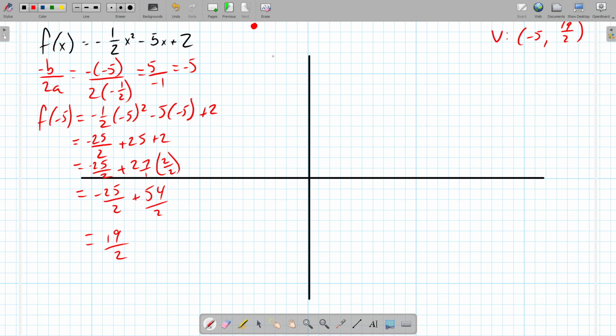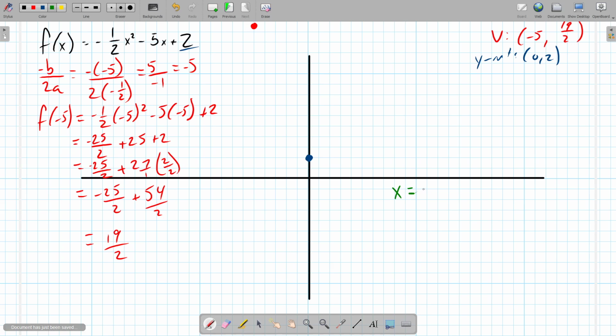Our y-intercept, thankfully, is very easy. It's just going to be the positive 2. So y-intercept is at 0, 2 over here. And now I need to solve this. We can solve this using the quadratic formula. I'm going to do it down here. Hopefully we have enough room.